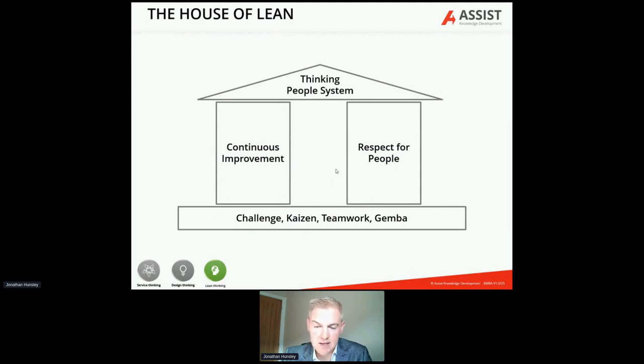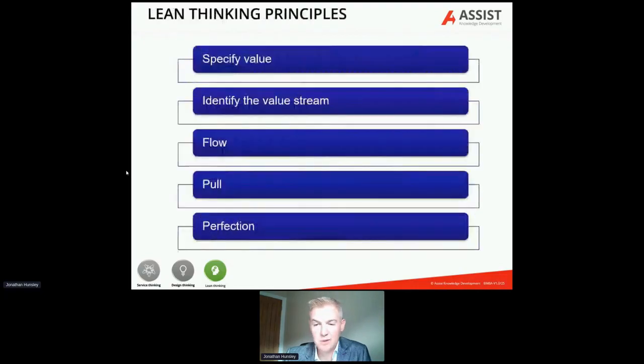And then Gemba, again, a Japanese word, but this literally means go and see. So this is the senior leader, you, the business analyst, for example, going and seeing a process, going and seeing a service and experiencing it for yourself. A great way of us drawing out and exploring tacit knowledge. So that's the house of lean. And hopefully getting an idea as to what is this thing called lean thinking.